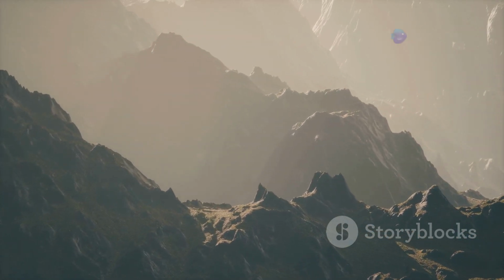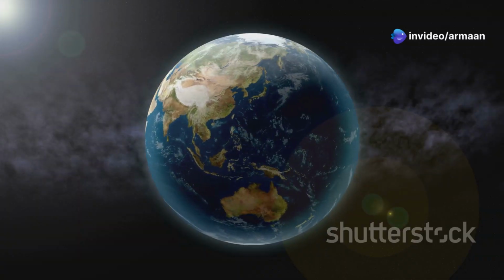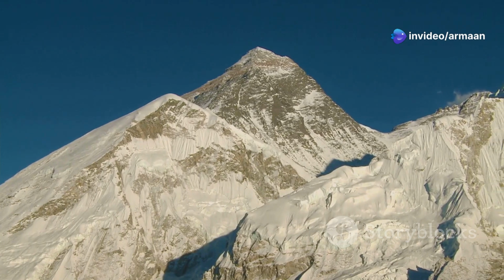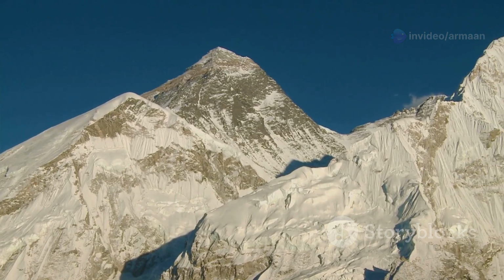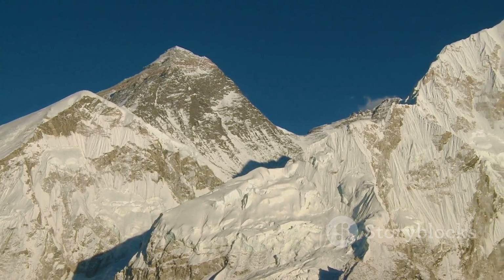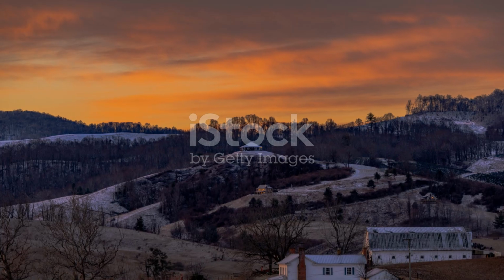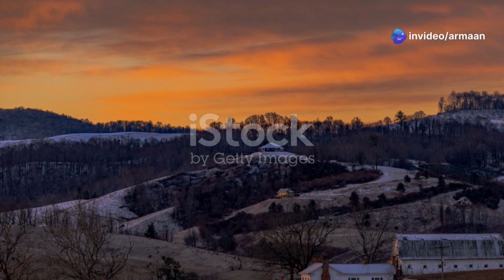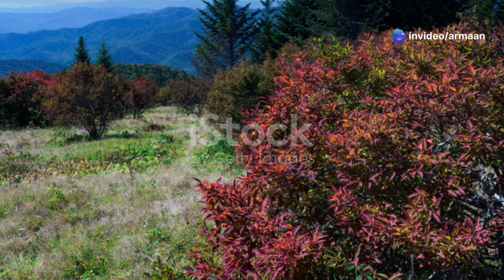For example, the Himalayas, located in a region with a high rate of plate convergence and thick continental crust, continue to grow in height despite ongoing erosion. In contrast, the Appalachian Mountains in eastern North America, formed by ancient collisions, have been significantly eroded over time and are now much lower in elevation.